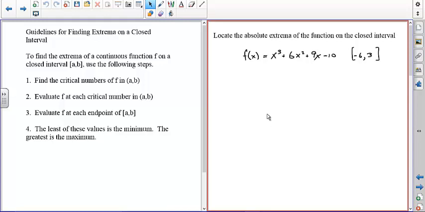Okay, so remember what you're doing is you're going to take the derivative of the function. You're going to set it equal to 0, factor the first derivative, and find out the values of x where the derivative goes to 0. Those will be your critical numbers. Then you evaluate the function at those critical numbers, which should be in the interval. You'll also evaluate the function at the endpoints, which are these points. And then you figure out which is the biggest number, that's the maximum, and which is the smallest number, that's the minimum.